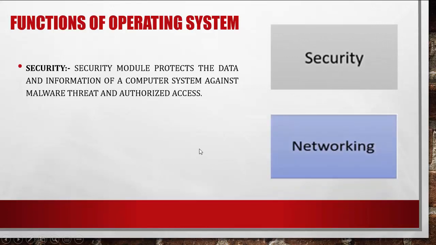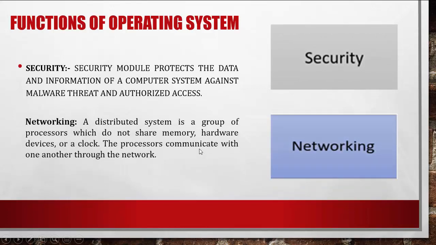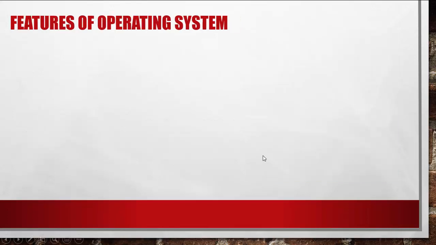And the next one is networking. A distributed system is a group of processors which do not share memory, hardware devices, or a clock. The processors communicate with one another through the network. We can say that the definition of networking is that computers which are connected with each other are known as a network. If the computers are networked, then you can perform many operations using networking. So the networking concept or function is also provided by the operating system.